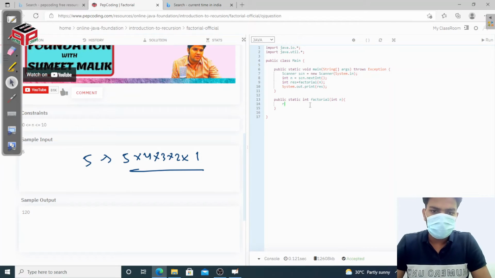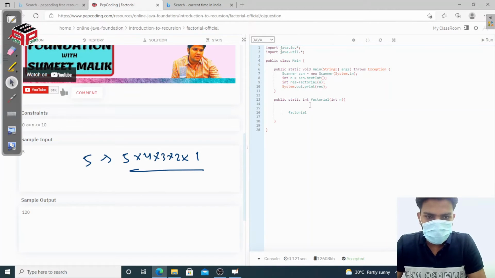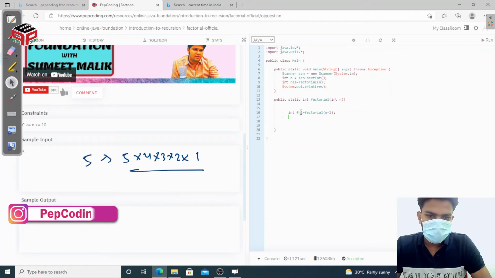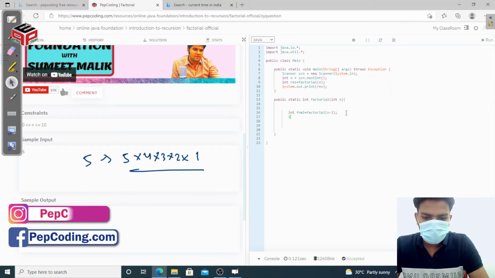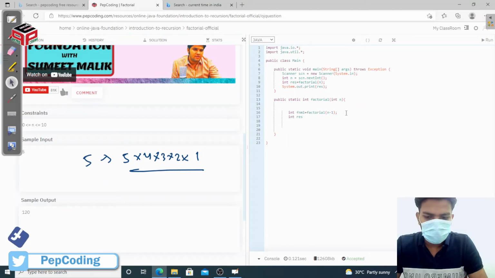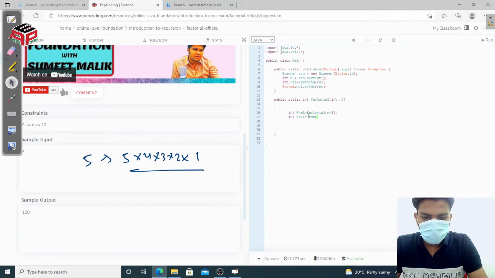And then what is our faith? Our faith for a smaller problem is that factorial n minus 1 will know how to calculate factorial 4 if we want to calculate factorial 5, and then we store this result in fn1. Result equal to fn1 multiplied with our n, so that is the stage where our faith and expectation meet each other.